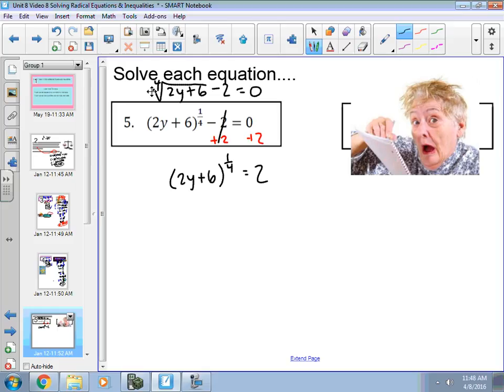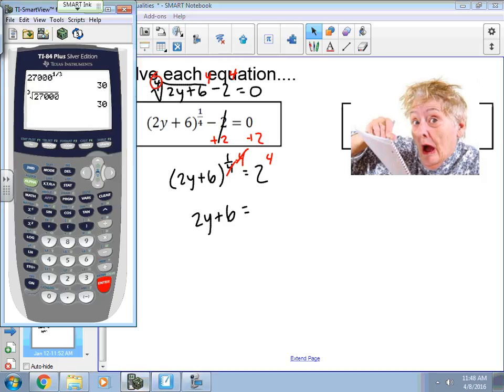Okay, so now we get to the point where we're kind of stuck because of that exponent. What power should we take to both sides? The reciprocal of 1/4 is what we should use, and the reciprocal of 1/4 is 4. We want to take both sides to the 4th power. Another way we would know that: if you have the 4th root, to undo a 4th root, you would take both sides to the 4th power. So that's what we want to do here. Now that cancels, and this side is just going to be 2y plus 6. On the other side, we have to figure out what 2 to the 4th power is. 2 to the 4th power is 16.